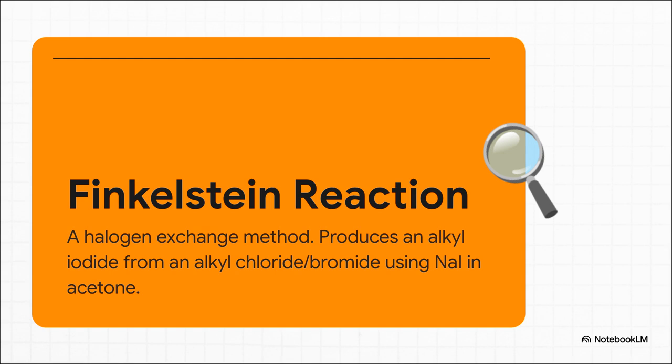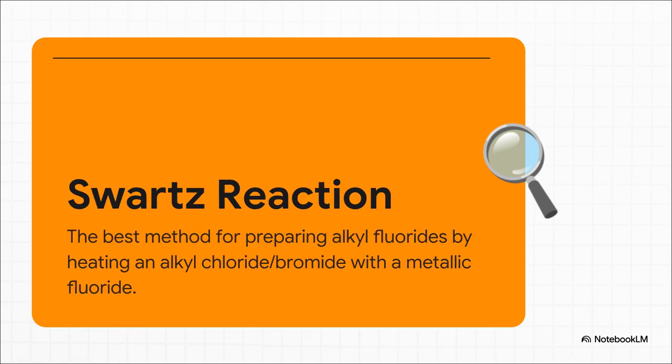The Finkelstein reaction is your best bet. The key idea here is that it's a simple exchange. You take an alkyl chloride or bromide and react it with sodium iodide and acetone. The sodium chloride or bromide precipitates out, which means it becomes a solid and we can easily remove it, leaving us with our alkyl iodide. Swap and done. And for alkyl fluorides?